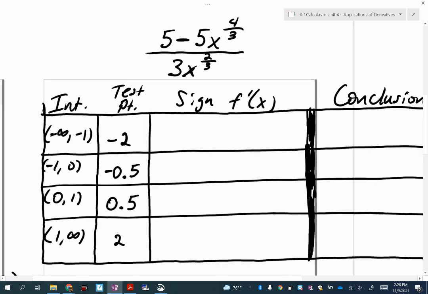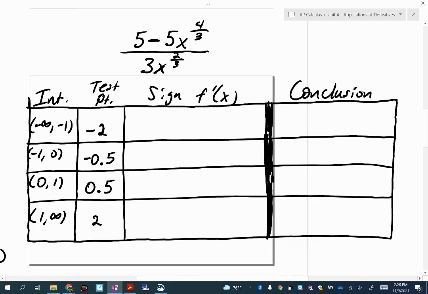Okay. Now again, please feel free to use Desmos if you want to plug in these numbers. You can get the actual value. I just care about the signage. So I'll go ahead and type this in just to show you it's okay to use Desmos to find the signs.